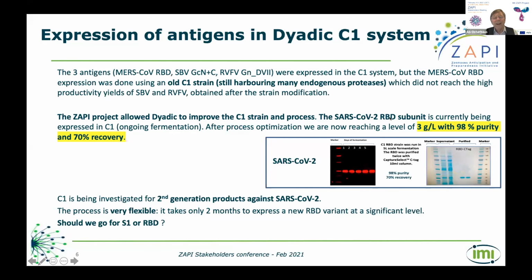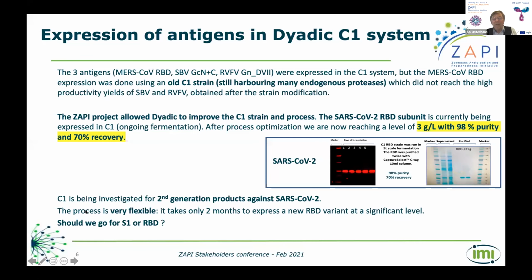And if you look at the figures, and Roland has explained that quite well, you go up to 3 grams per liter, as he showed, with 98% purity and 70% recovery. So these are impressive figures if you compare it to the baculo system, for instance. There are other opportunities, obviously. And C1 is being investigated for the next generation products of SARS-CoV-2 vaccines. I'll come back to that.